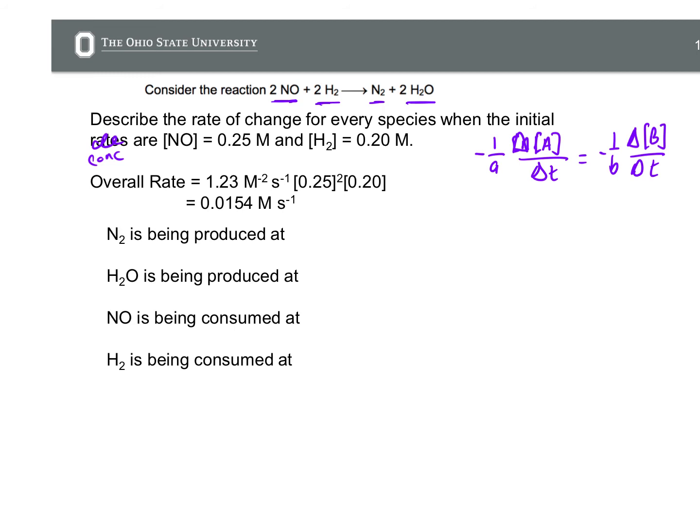So N2 is being produced at a rate of change of N2 concentration over change in time equal to this value we just calculated, or had calculated for us. And the reason being, it had a stoichiometric coefficient of 1. If none of the species had a stoichiometric coefficient of 1, you would have to divide by its stoichiometric coefficient. Okay, like this.